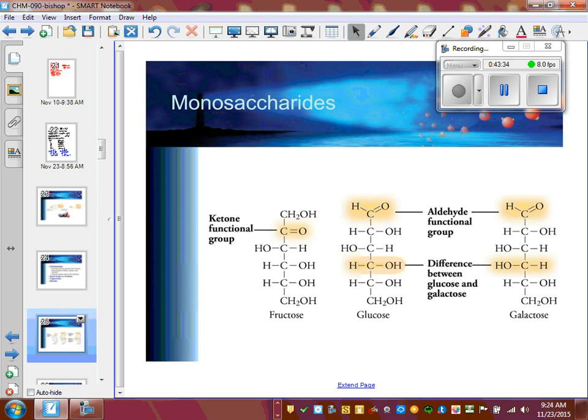So we have one basic building block. Here we have fructose. If we look at fructose, what do we see? We see an R, C double bond O, R. We see a ketone functional group. We also see a bunch of OHs attached to carbons, and OHs are alcohols. If we look at glucose, we see a bunch of the alcohols. We don't see a C double bond O between two R's; we see an R, C double bond O, H, which is an aldehyde group.